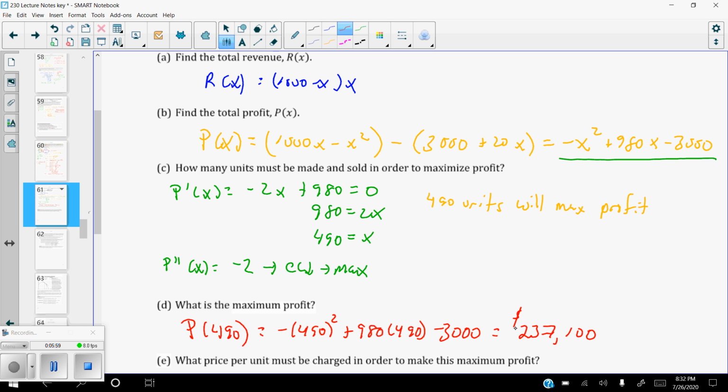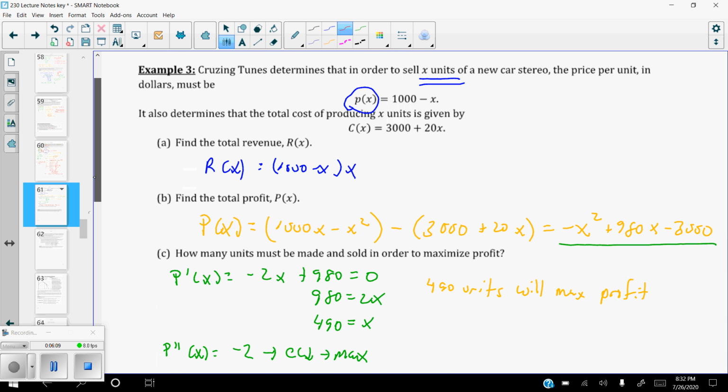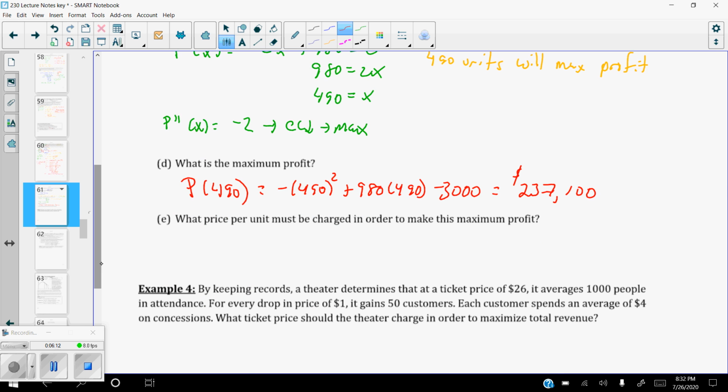$237,100 is the maximum profit. And then what price per unit must be charged in order to make the profit? So now we actually have to go back to the price. The price equation was given to us up there as 1,000 minus x. So the price, we'll do a little lowercase p here, of selling 490 units is going to be 1,000 minus 490, which means $510 would actually be the price that would maximize the profit.